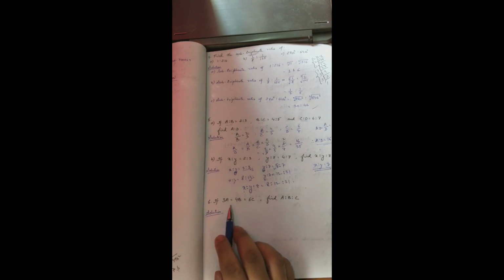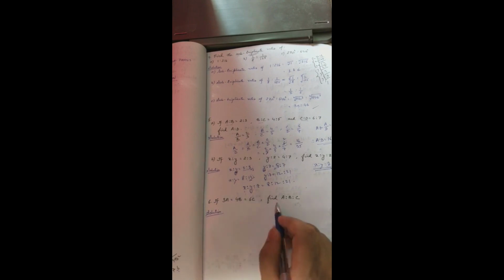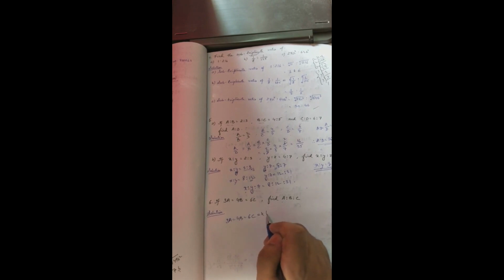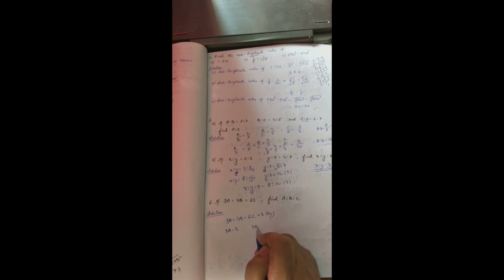Next, if 3a is equal to 4b is equal to 6c, how to solve it? We have to find a is to b is to c. So how to solve this? So see, 3a is equal to 4b is equal to 6c. This is given. So all are equal. So let's take this as k. Let this be k. So we can say that 3a is equal to k, 4b is also equal to k because all are equal, and 6c is also equal to k.